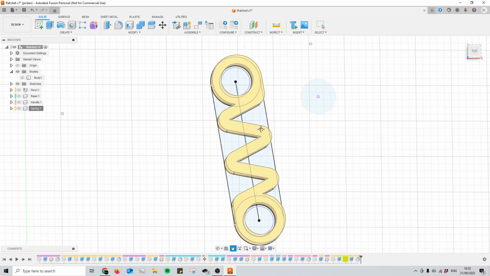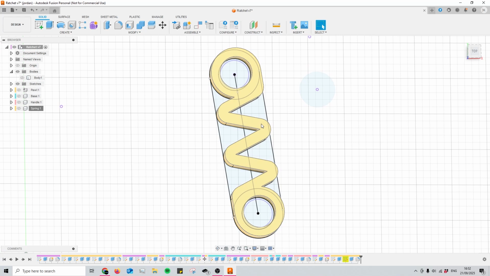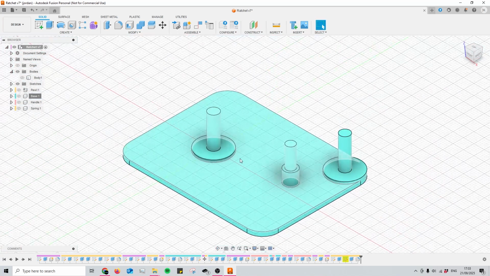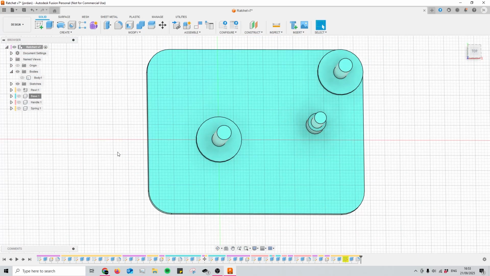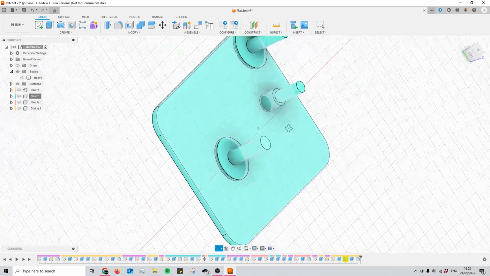Nonetheless, plastic springs are always going to wear fast, so obviously a metal spring would be the better choice for long-term use. The last part, of course, is the base that all of it is mounted on, and this is basically a few poles and pads to hold the parts in position.